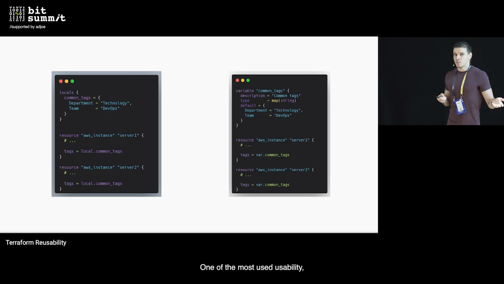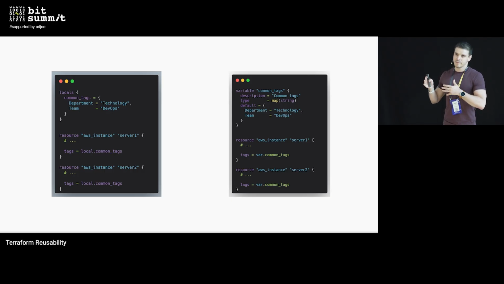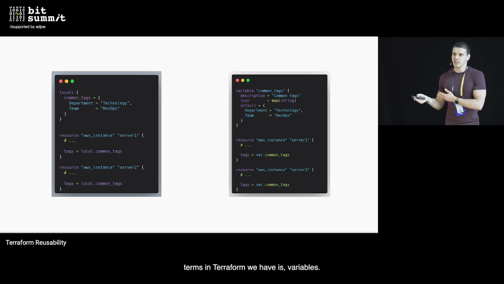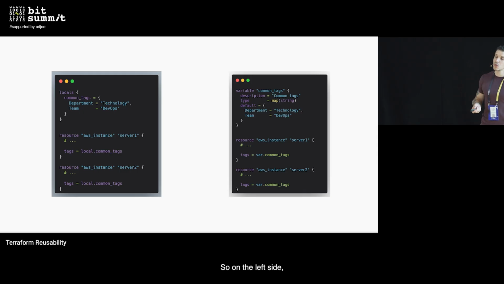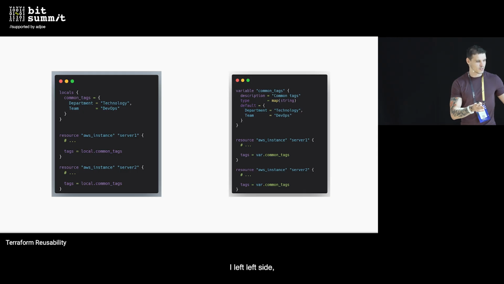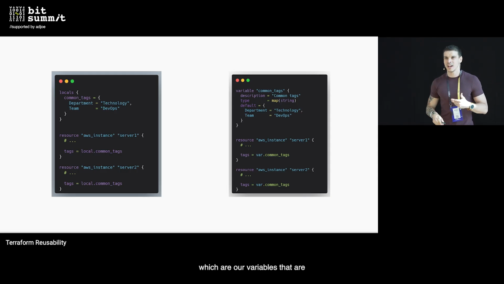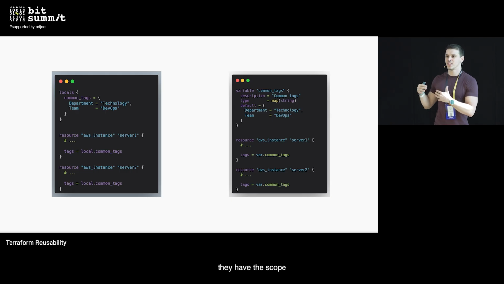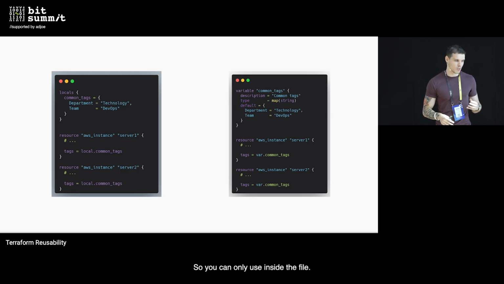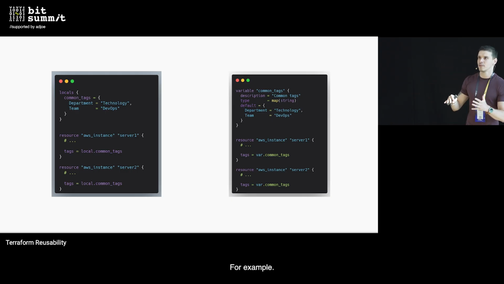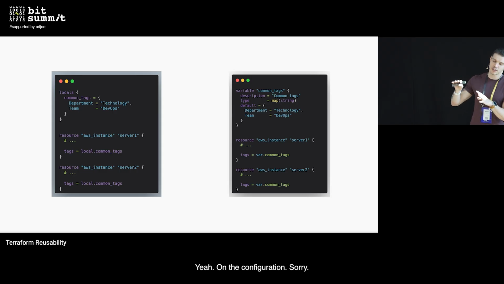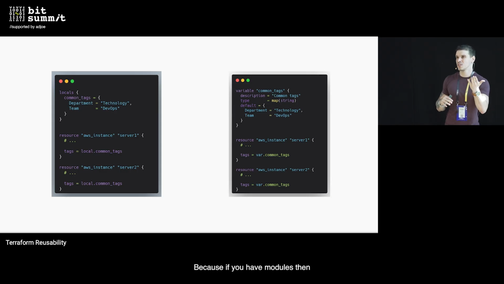One of the most used reusability terms in Terraform is variables. On the left side, yes, you have locals, which are variables that have the scope of your local configuration. So you can only use them inside that configuration, not just the file. Because if you have modules, then this variable is not scoped there.